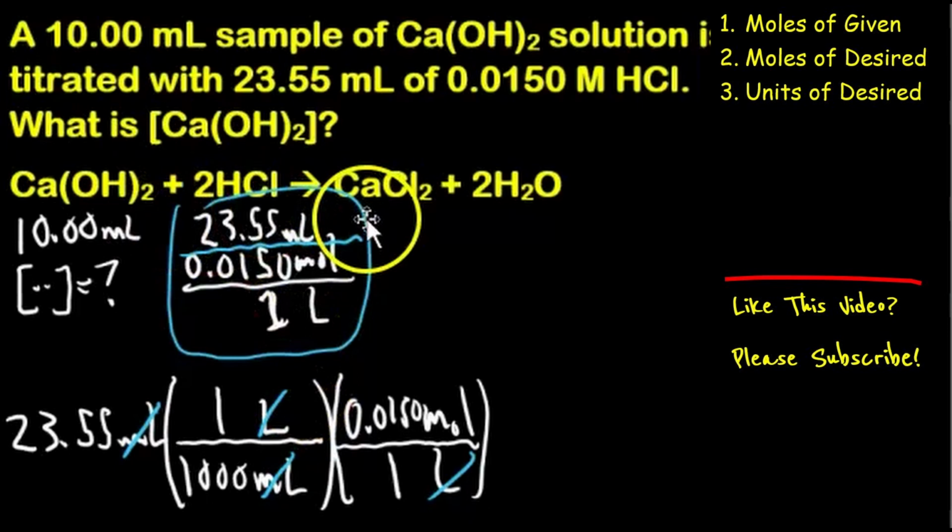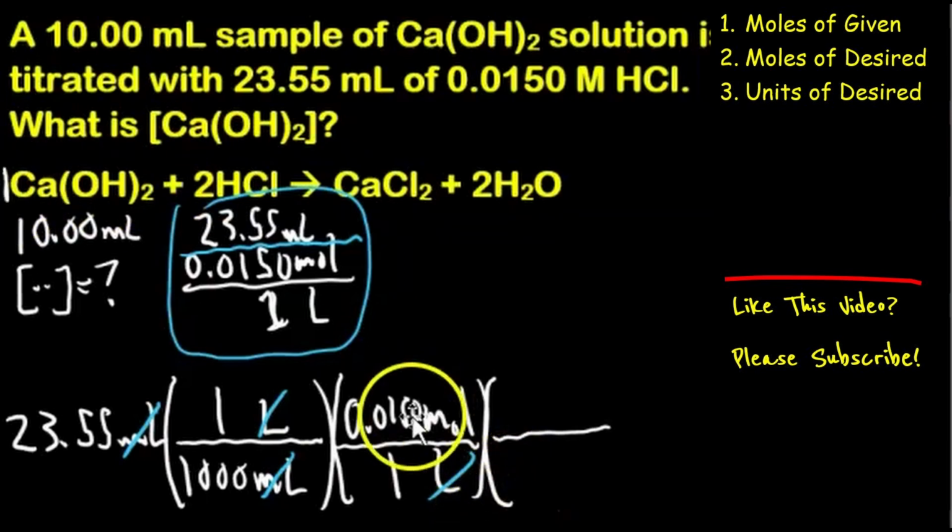Now I'm going to do the second step here, just to save on time and space. Second step, get the moles of our desired. And there's a 1 to 2 ratio. See, there's no number here, so that means there's a 1. So we'll write that out. Now we'll cancel this out. And look what happened. I just put moles and liters. I didn't say what compound this is for.